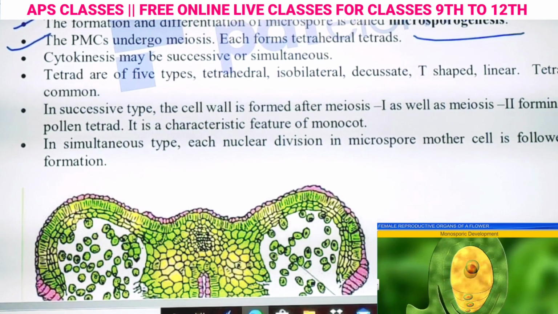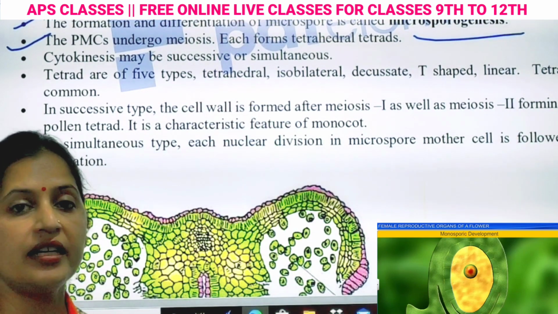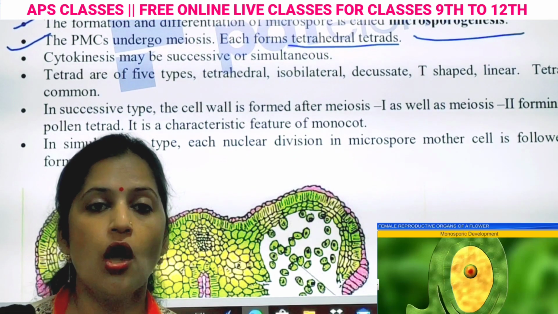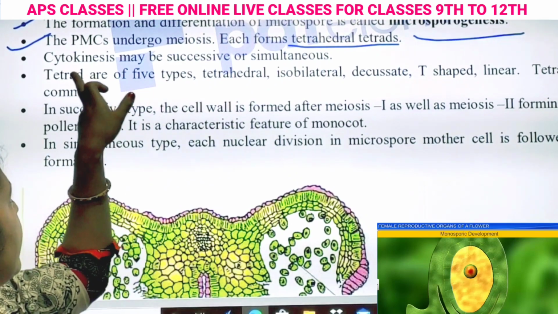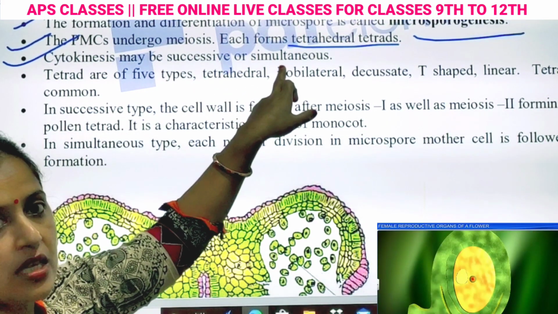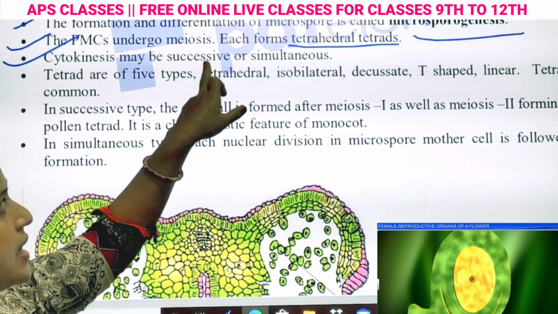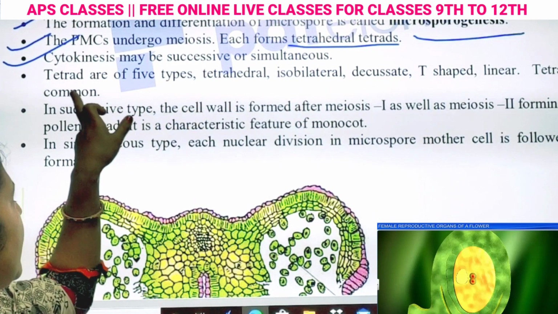जितने भी प्राइमरी मदर सेल्स होंगे वो कौन सी प्रोसेस के अंदर जाएंगे, म्योसिस की प्रोसेस के अंदर जाएंगे, एंड ईच फॉर्म्स टेट्राहेड्रल टेट्राड्स. क्योंकि अब म्योसिस का प्रोसेस हो रहा है, फर्दर उसमें डिवीजन होगी, और जैसे ही डिवीजन होगी तो वो क्या बनाएंगे, टेट्राहेड्रल टेट्राड्स को बनाएंगे. साइटोकाइनेसिस में भी सक्सेसिव और साइमल्टेनियस. जो साइटोकाइनेसिस का प्रोसेस होगा दैट मे बी सक्सेसिव और साइमल्टेनियस. वो सक्सेसिव भी हो सकता है और साइमल्टेनियस भी हो सकता है.